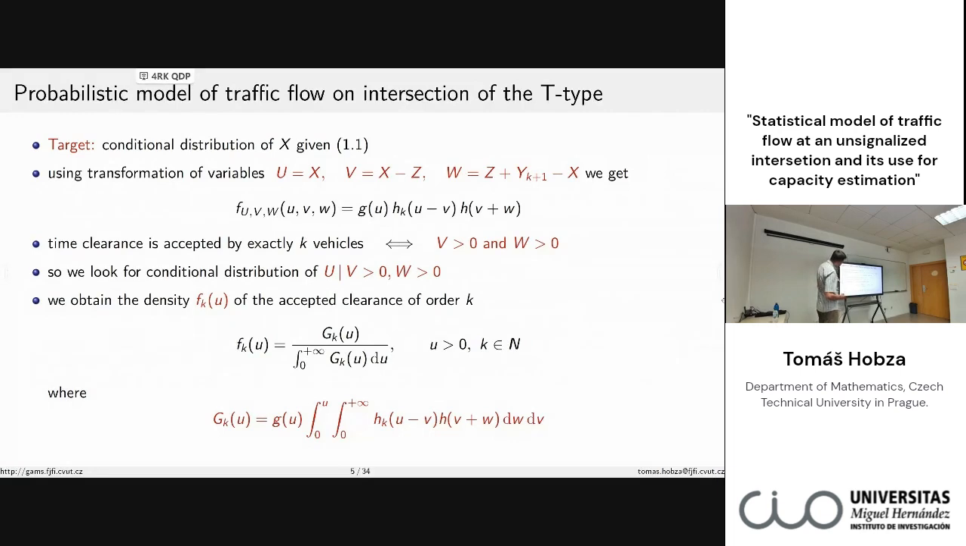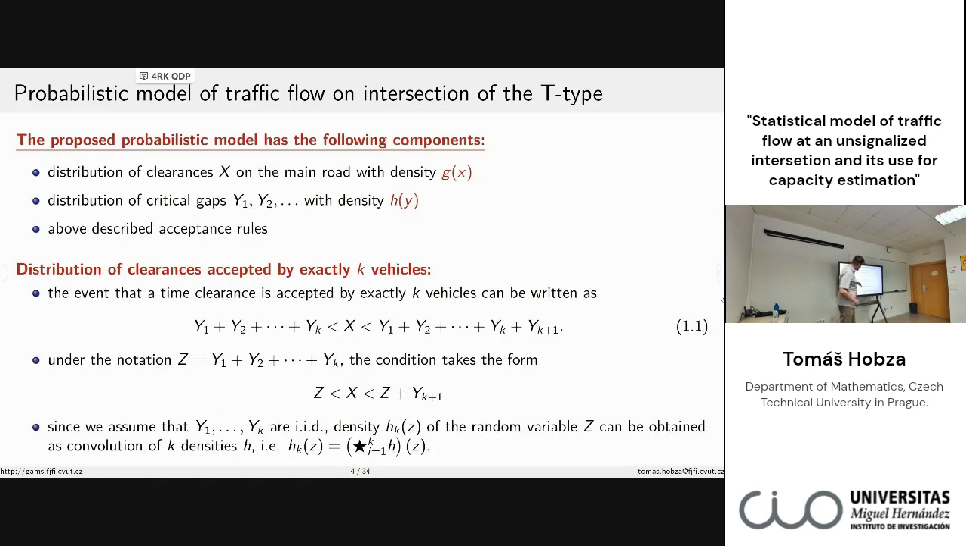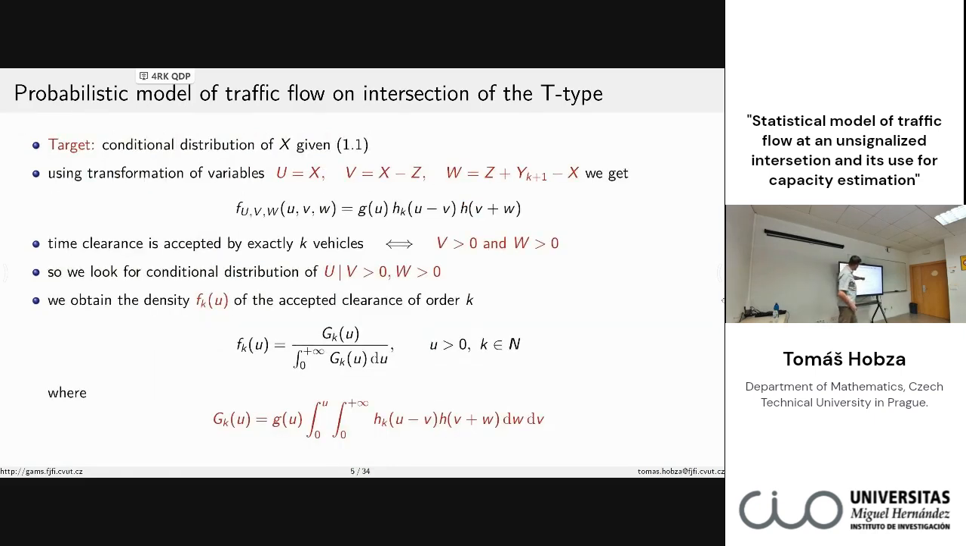So to do so, we do some change of variables. We put U as X, V as X minus Z, and W as Z plus Y_{K+1} minus X. And using the theorem of transformation of variables, we obtain the joint density of the new variables U, V, W with some domain, which is not presented here. And now with this notation, the condition that the clearance was accepted by exactly K vehicles can be expressed as V greater than zero and W greater than zero, because V greater than zero means X greater than Z, and the second one means that X is less than Z plus the next driver's gap. So these are the same conditions, but written in a much more feasible way.